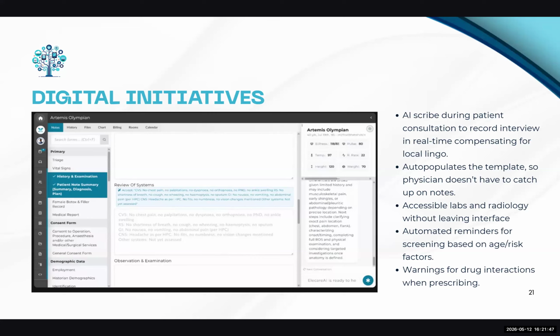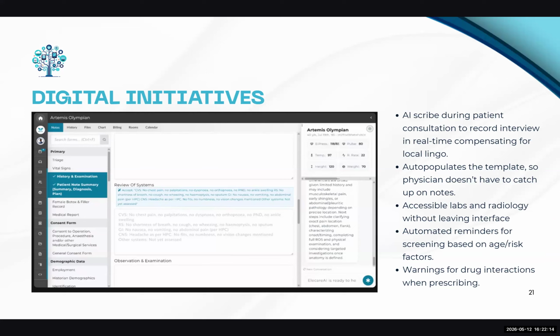And also the interface will allow us to almost seamlessly pull any available labs and radiology in an easy manner for doctors at all levels and all ages. The other advantage is the aspect of preventative screening, and that will give us little reminders and flags based on the age and risk of the patient for possible screening tests, therefore avoiding misses basically.